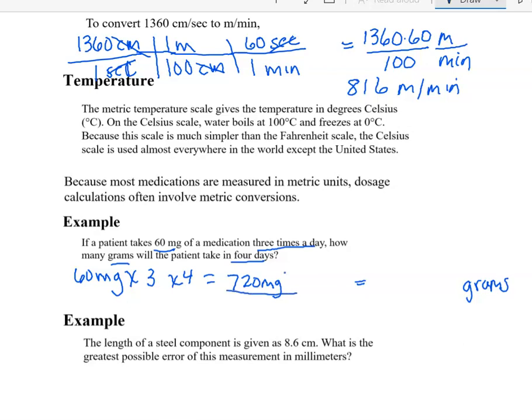So now we can say, well, how many milligrams are in 1 gram? There's 1,000 milligrams in 1 gram. So we're going to need to do 720 divided by 1,000 to figure that out.